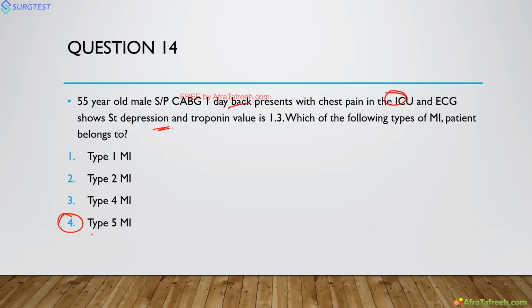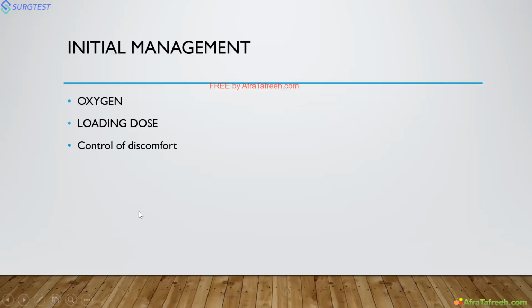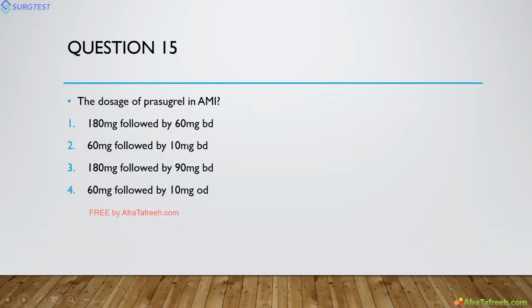You see some ST changes, and the troponin T is elevated. This MI is a type 5 MI. So again, the management is the same. Initial management, you have to give oxygen. Oxygen we can give only when needed; not every patient should be given oxygen. When your SpO2 is less than 90%, then you have to give oxygen, give the loading dose, and you have to control the discomfort.